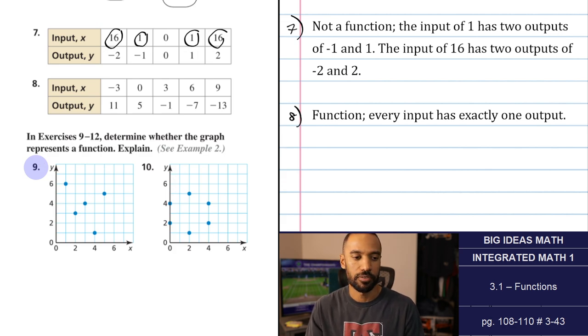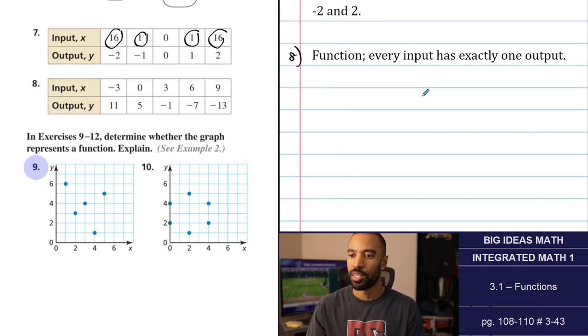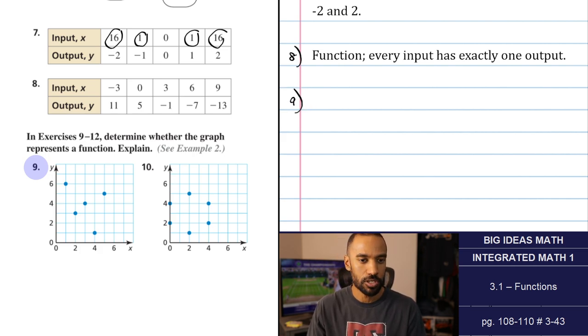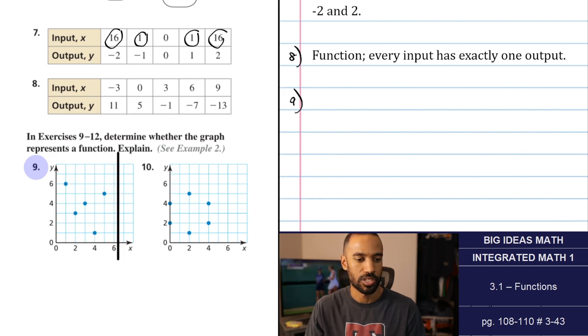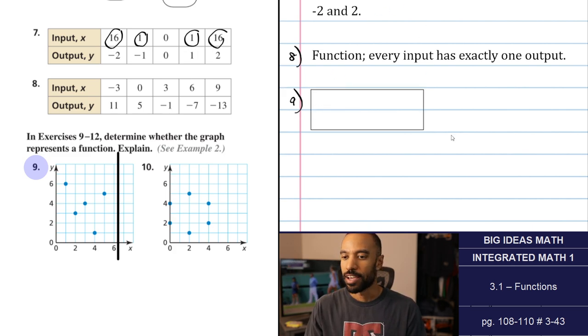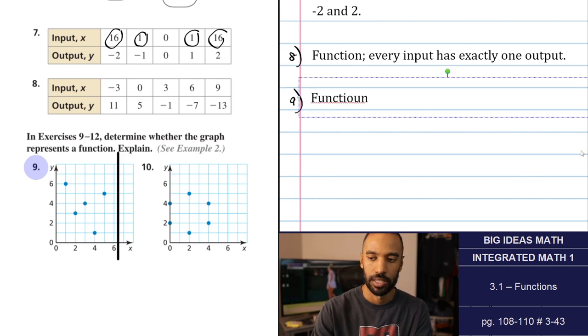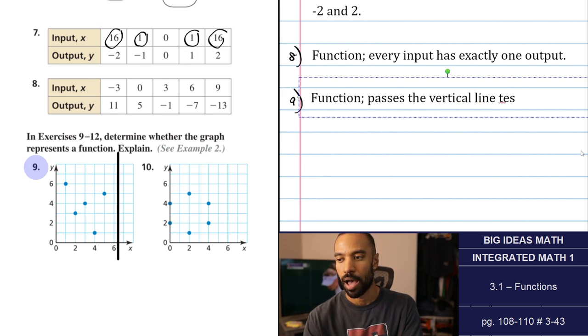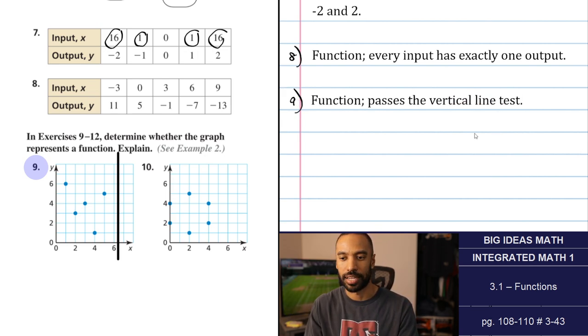Now, numbers 9 through 12 say determine whether it represents a function. Explain. This is where we want to go to the vertical line test, because if it ever fails the vertical line test, then we're getting 2 y's or more than 1 y for the same x. This x value here has 1 y, this has 1 y, 1 y, 1 y, 1 y. This passes the vertical line test. So for number 9, it's a function. If I state it passes the vertical line test, then I'm implying within that what the vertical line test represents and what it means to do so.